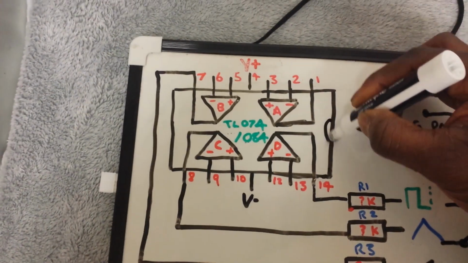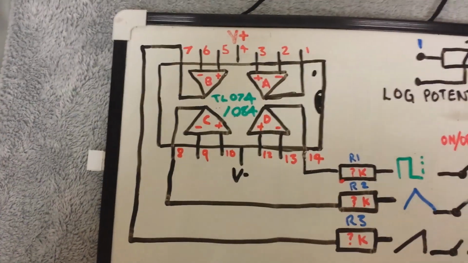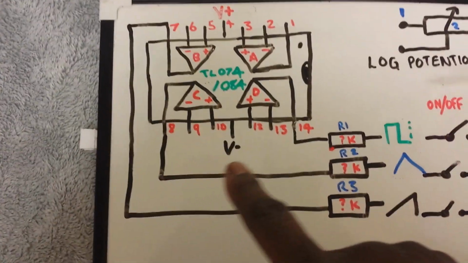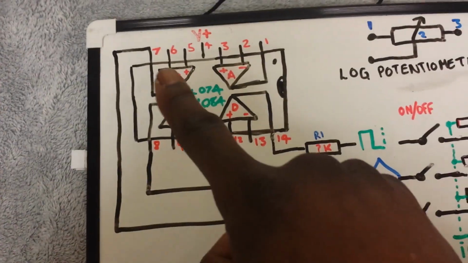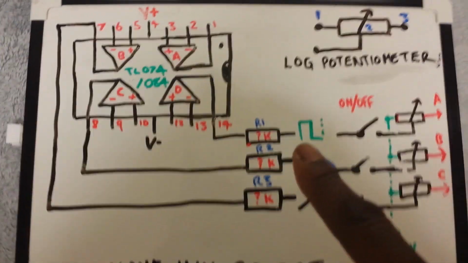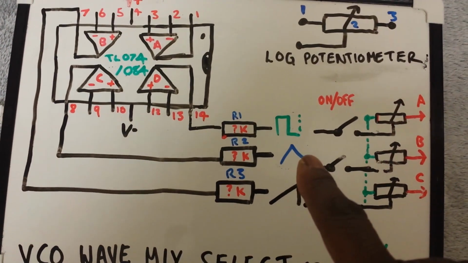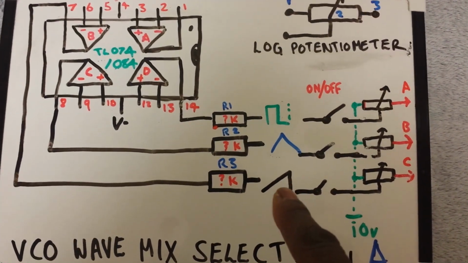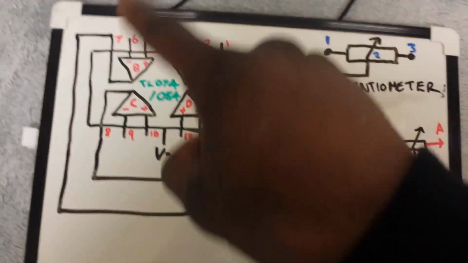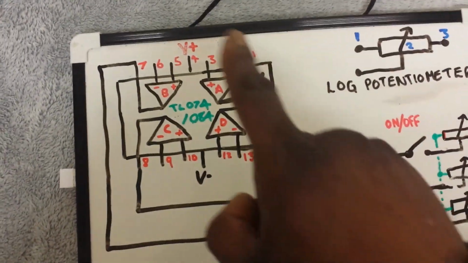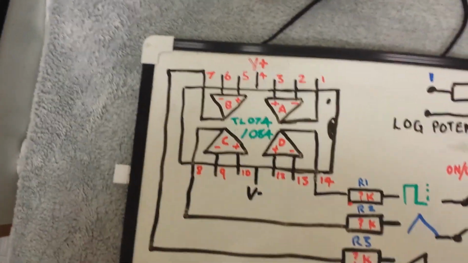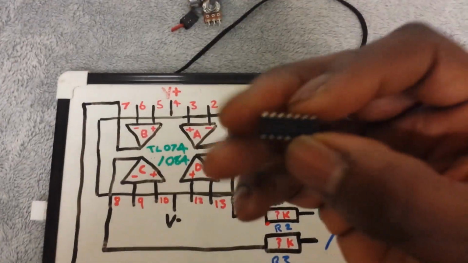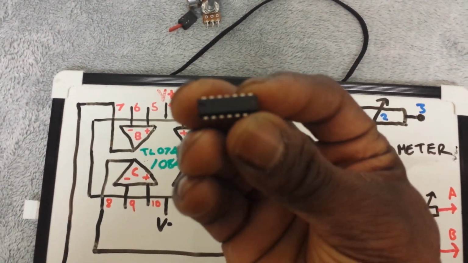Now if we observe, we have 3 pins which are output pins. One will give us the pulse out, one will give us the triangle, and one will give us the sawtooth out. If we go back on the other videos and look at how we did the wave shape, we're just using one single TL074 quad operational amplifier, which looks like so.